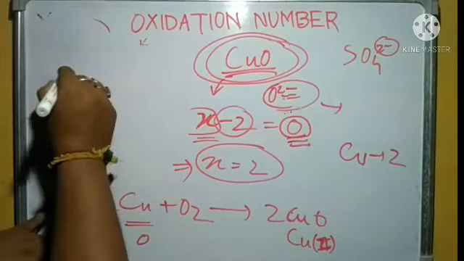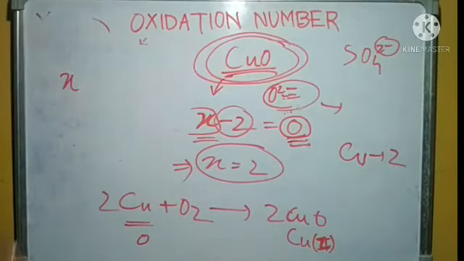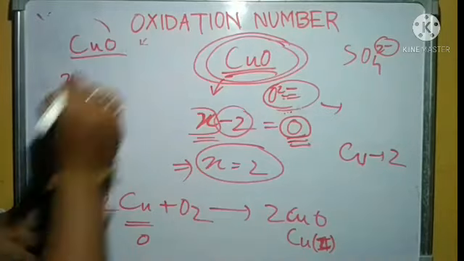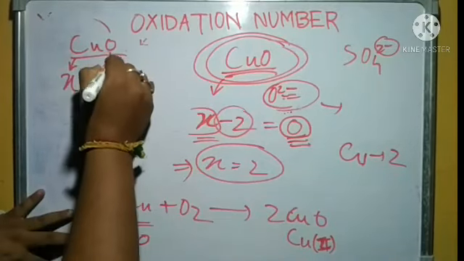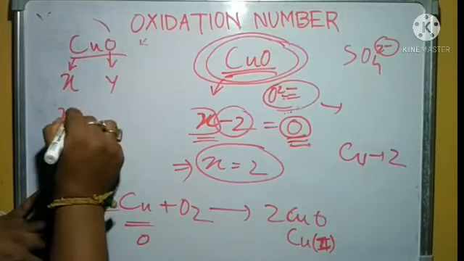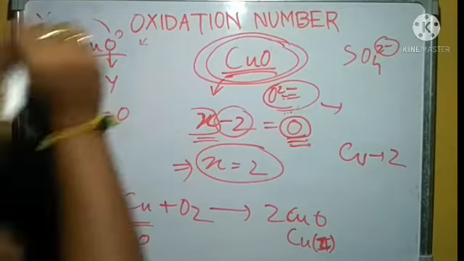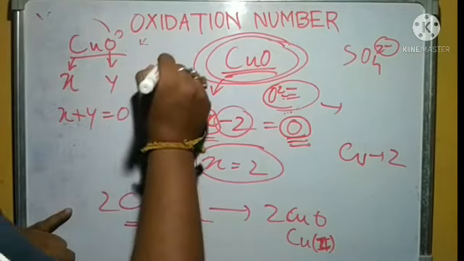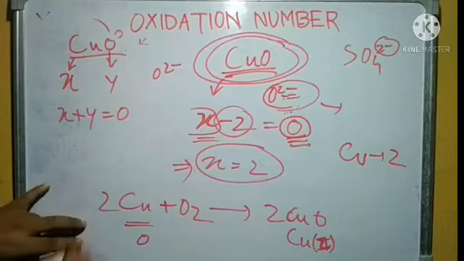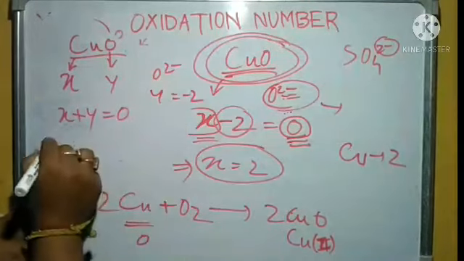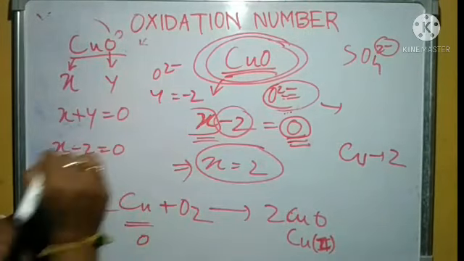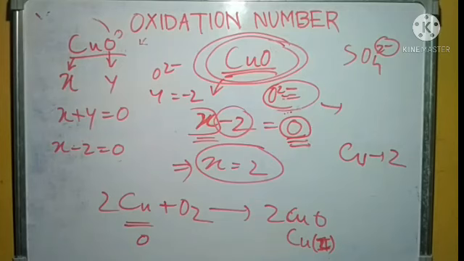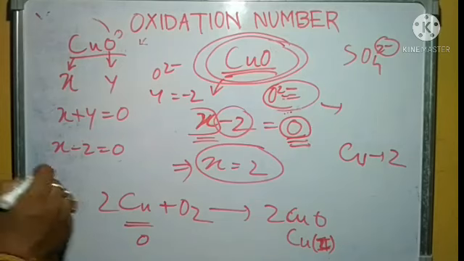Let us consider it like this. This is copper oxide. Let copper give X charge and oxygen give Y charge. We know X plus Y should be equal to 0 because there is no charge. And we know oxygen always forms O2-, so Y will be equal to -2. Putting Y as -2, X minus 2 equals 0. From this we can find X. The value of X is the oxidation number of copper.